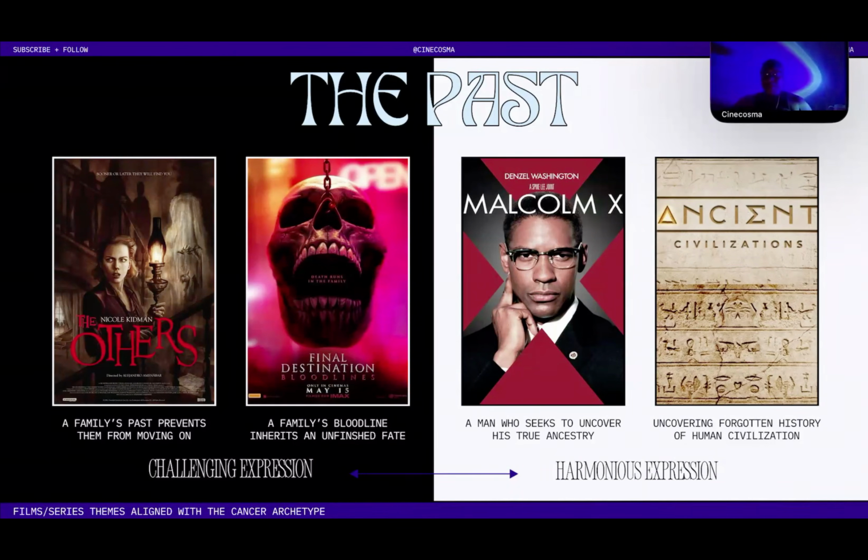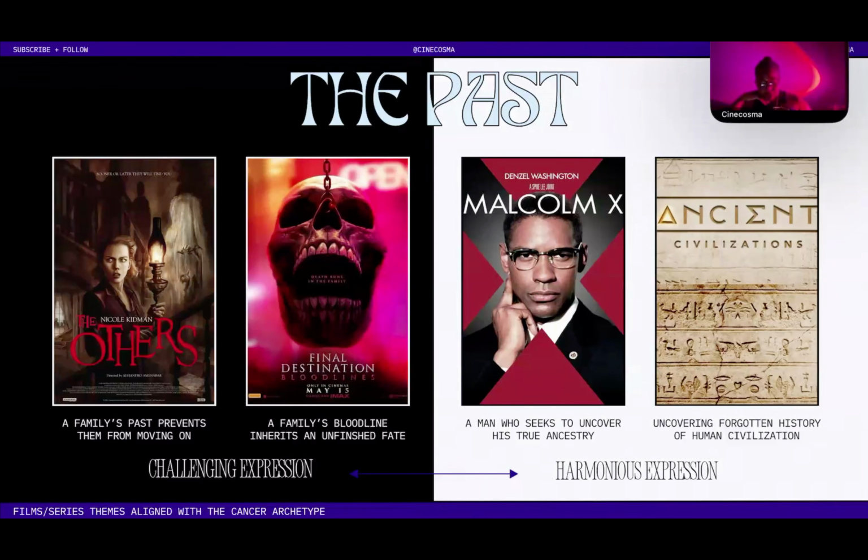So this is the fifth theme that I had listed. Again, not the only one. There are way more themes than this, but I had to narrow it down to five. I think I've already said too much anyways. And so we have the past. Let's start off with the challenging side.